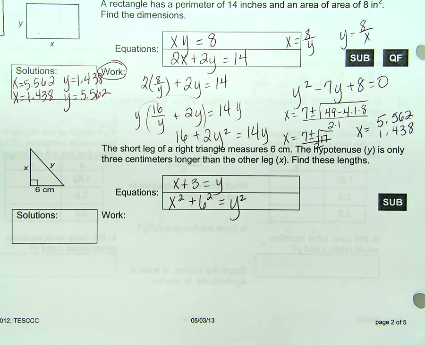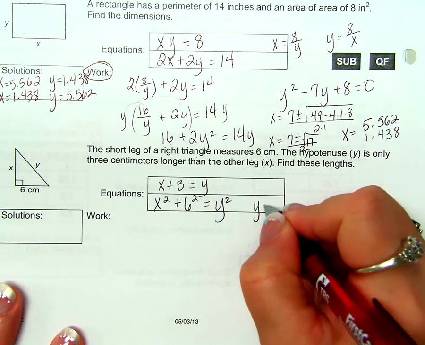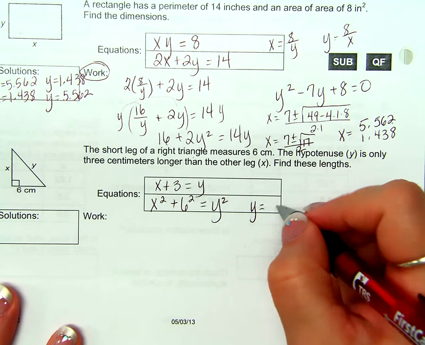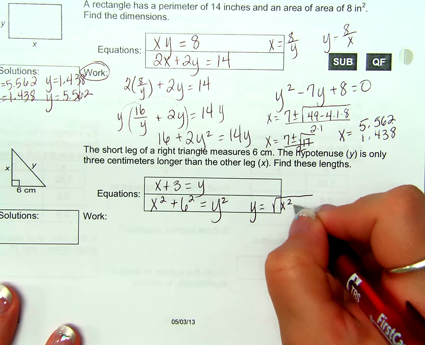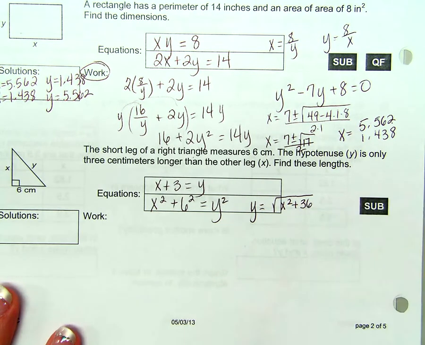Okay. So what do you want to do? How do you want to solve this? It does say substitution. We can do what it says, or we could try our own way. It's totally up to you. You want to do graphing? If we do graphing, what is y equal in this case? The square root of x squared plus 36.